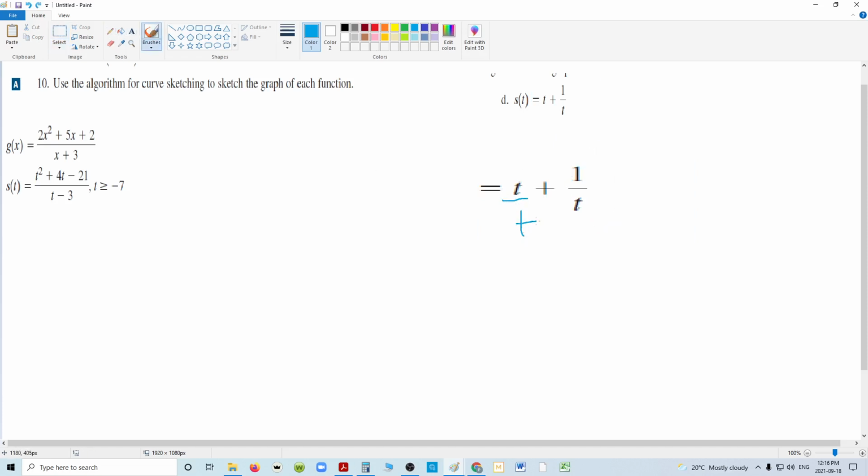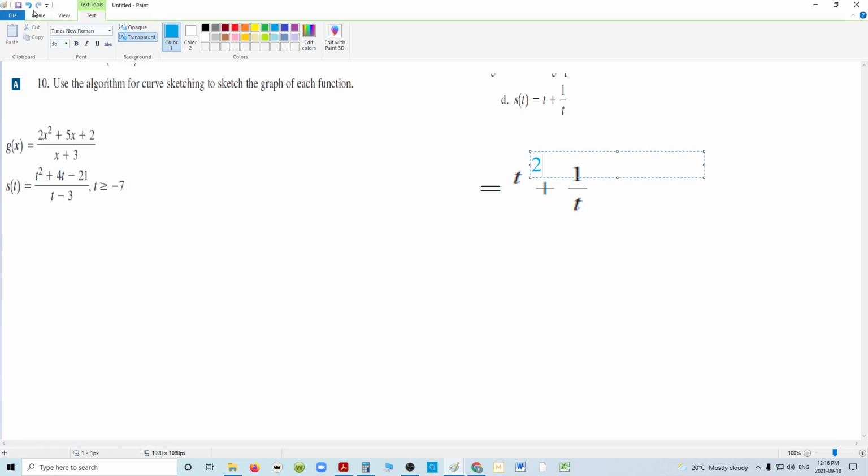Well, how do I get a t down here? I have to multiply this left fraction by t over t. So I get t squared over t. So that means this just becomes, if I move it up a bit, t squared over t.